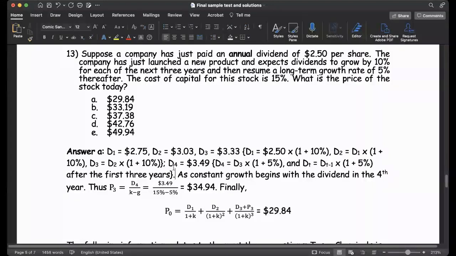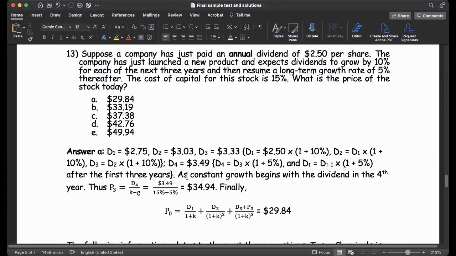D4 is a little bit different because it's in the second stage, after 3 years. So we need to use D3 multiplied by 1 plus G2, which is 5% instead of 10%. So D4 is 3.49. After the first 3 years, we need to use 5% instead of 10% as the growth rate.